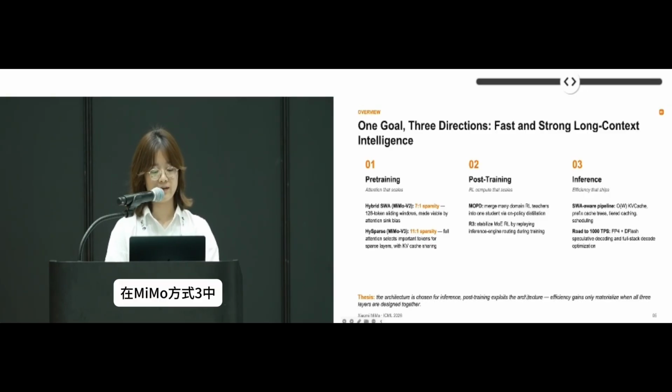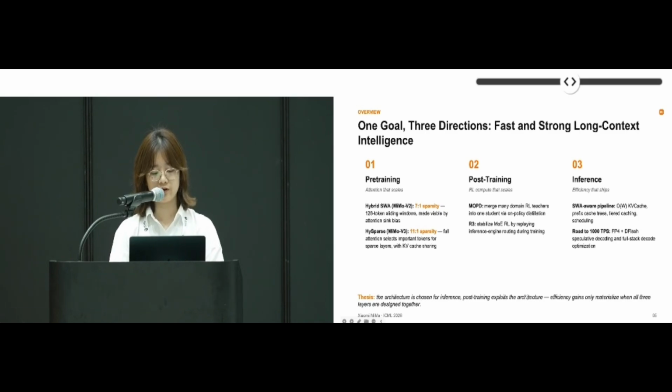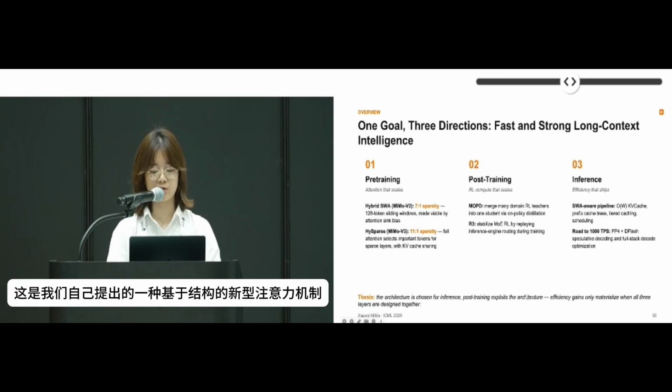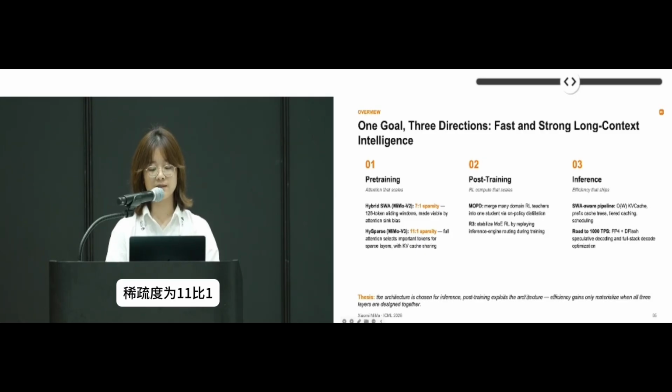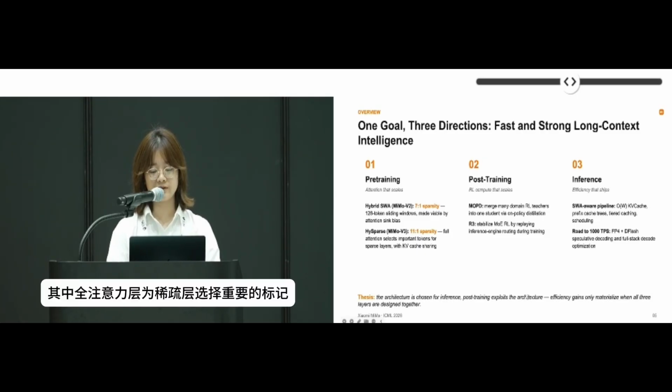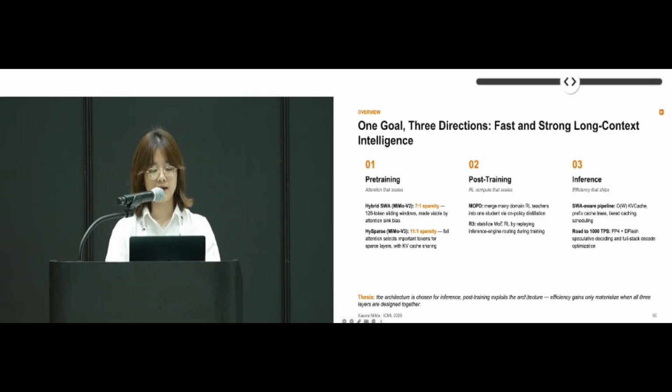In MiMo-V2.5, we go further with hybrid sparse attention, a new attention structure proposed by ourselves at 11-to-1 sparsity, where the 4 attention layers select the important tokens for the sparse layers and share a KV cache with them. The second direction is post-training, to scale up our compute.